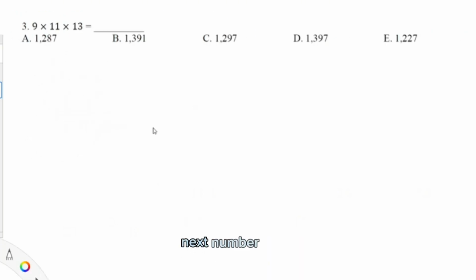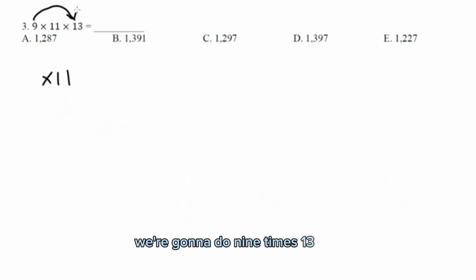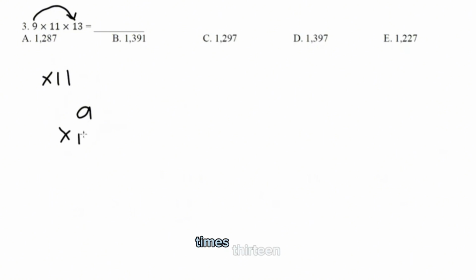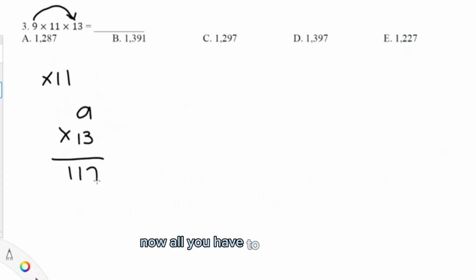Next, number 3. 9 times 11 times 13. Actually, when we're doing this, we're going to break up the order a bit. Multiplication by 11 is pretty easy, so instead we're going to do 9 times 13 first, and then multiply the product of that by 11. First, 9 times 13 is just 117. Now all we have to do is 117 times 11.